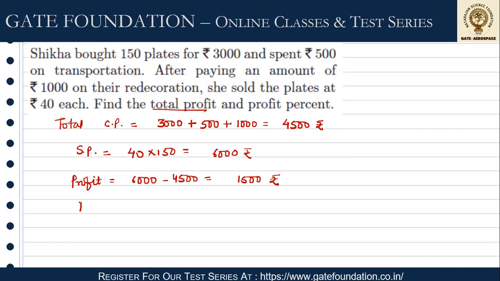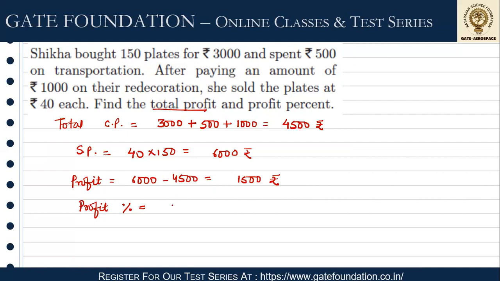Now profit percentage. Again profit में यहाँ पर चीज लिखी हुई है that it should be total profit. Now if someone asks you profit per plate, then you have to divide it by 150. You'll get 10 rupees. That will be the different answer.